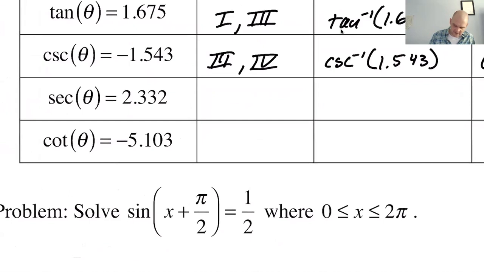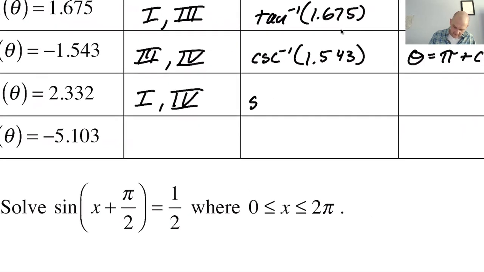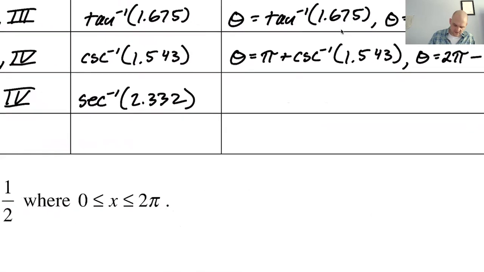Secant and positive, so that's cosine. Where's that positive? Quadrants 1 and 4. The reference angle is the secant inverse of 2.332. So this is pretty good. This is soothing, you know. I'm not having to think too hard, fortunately.